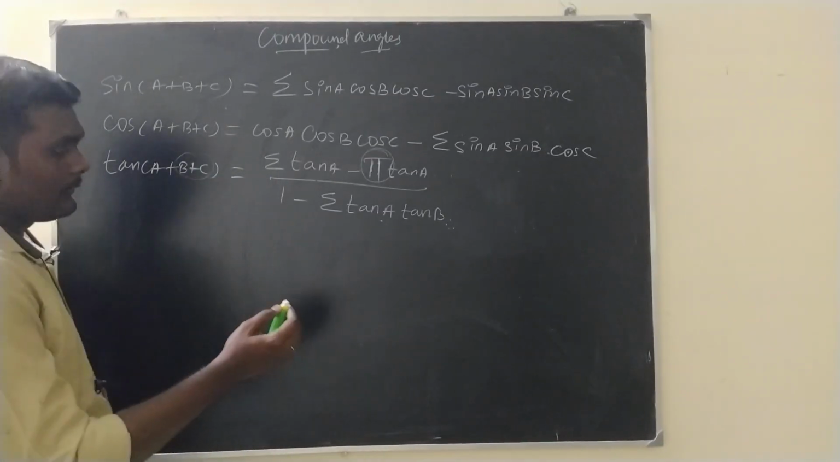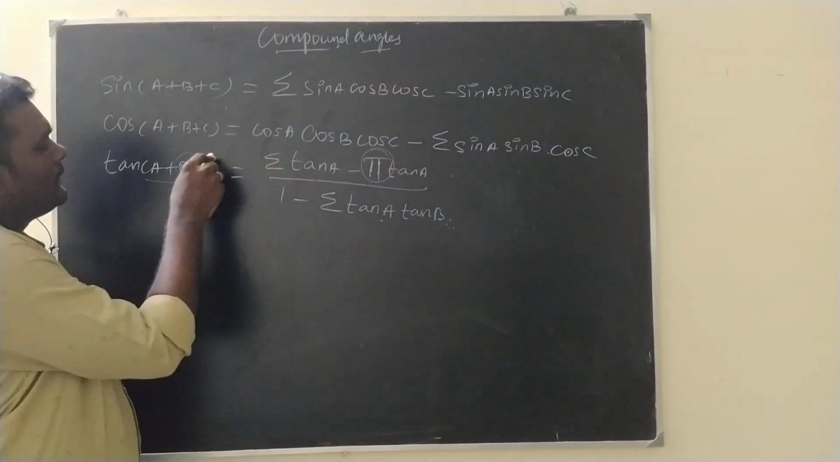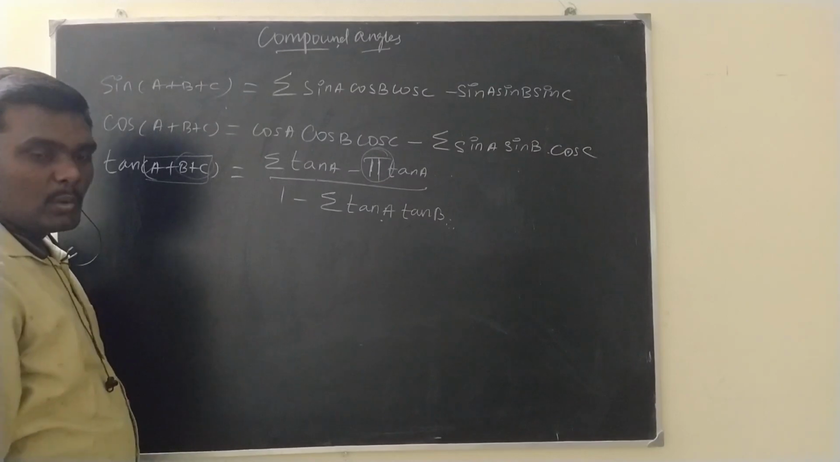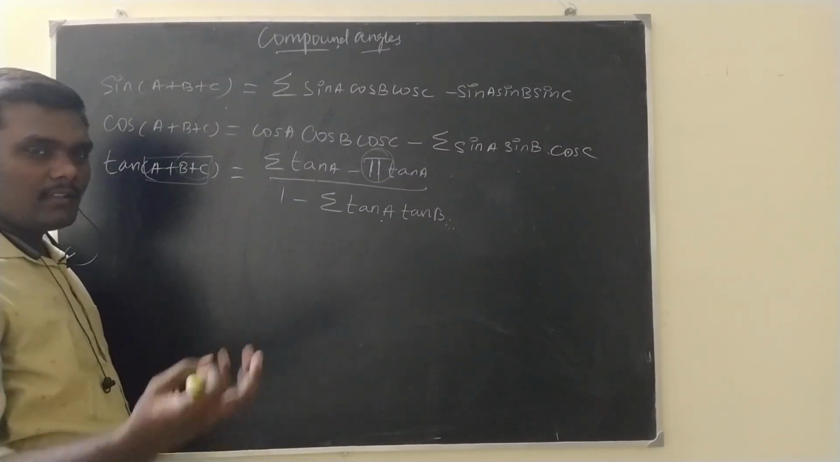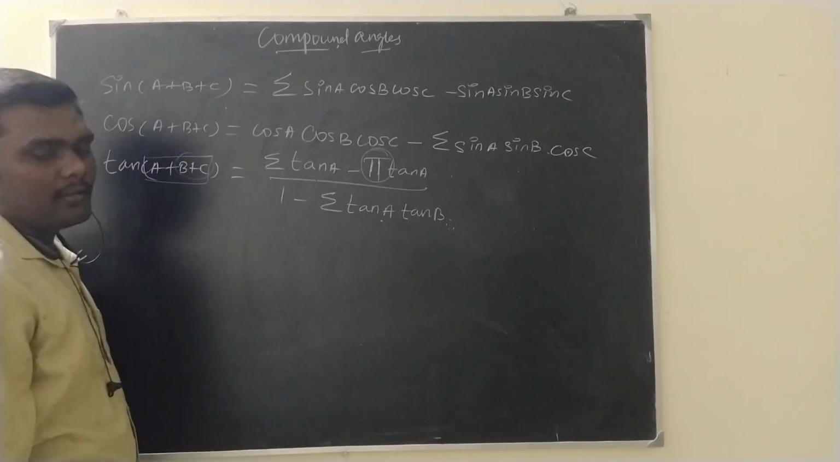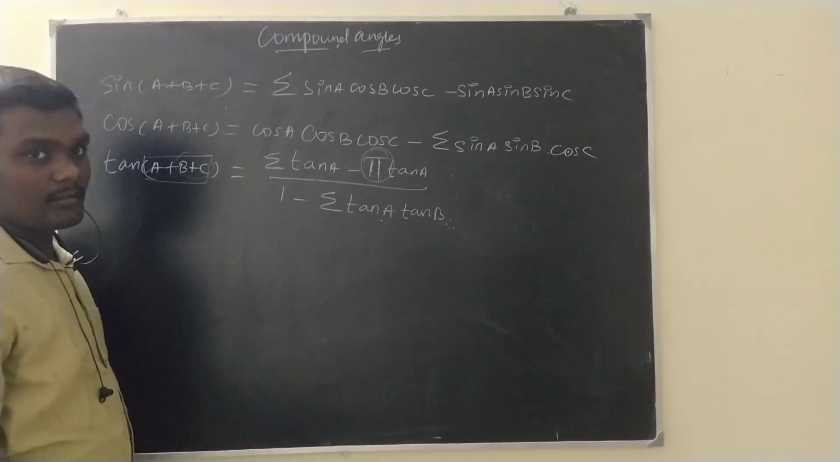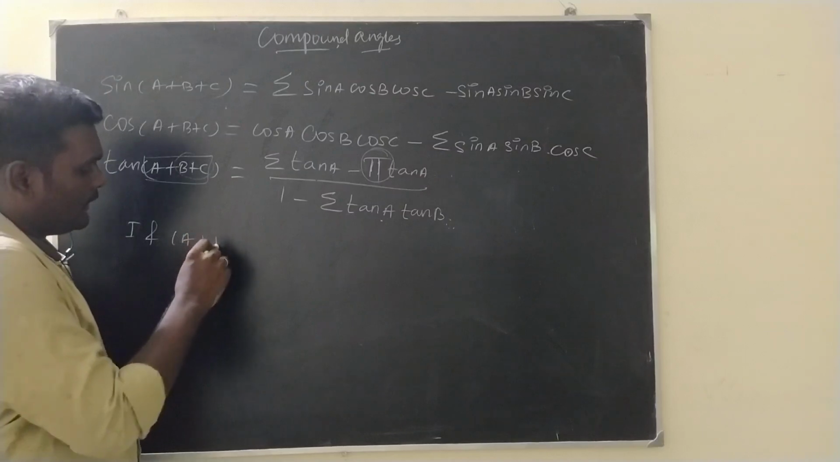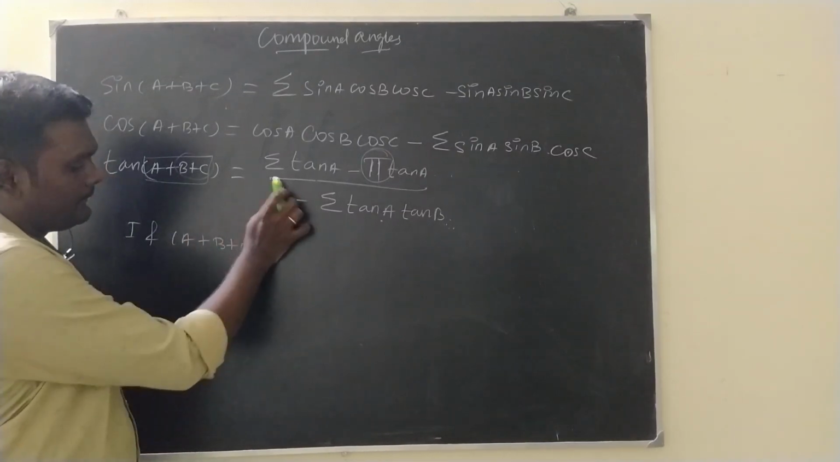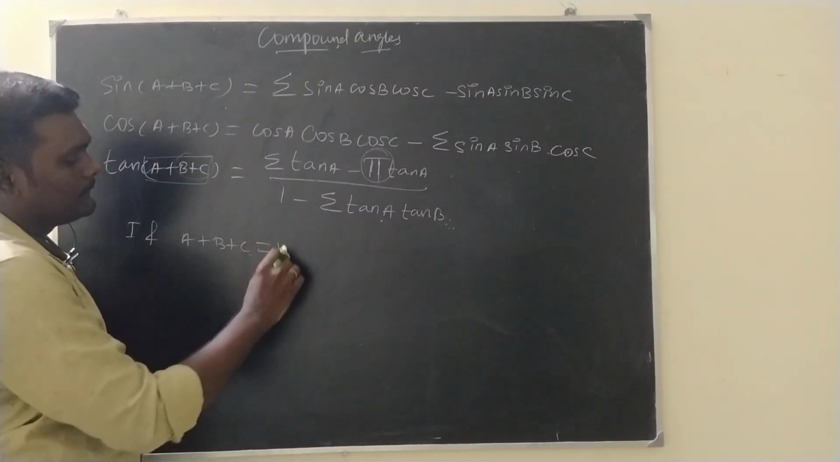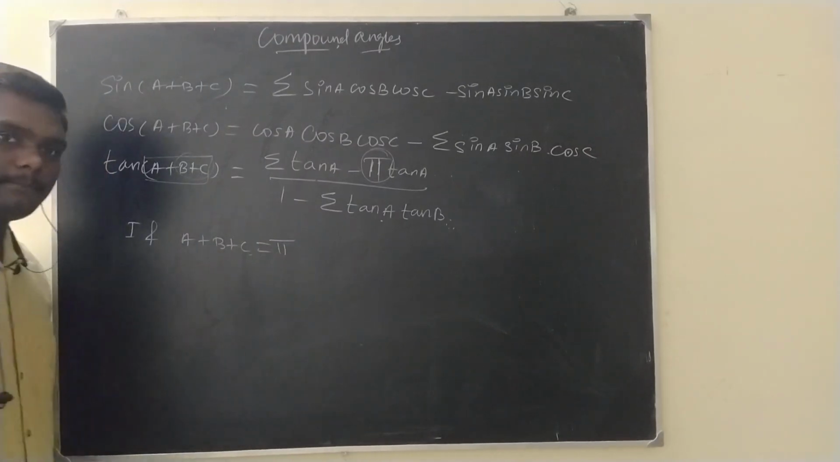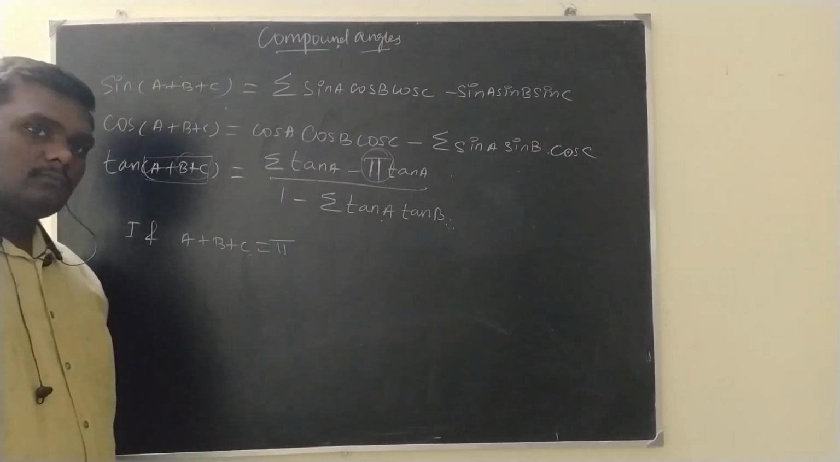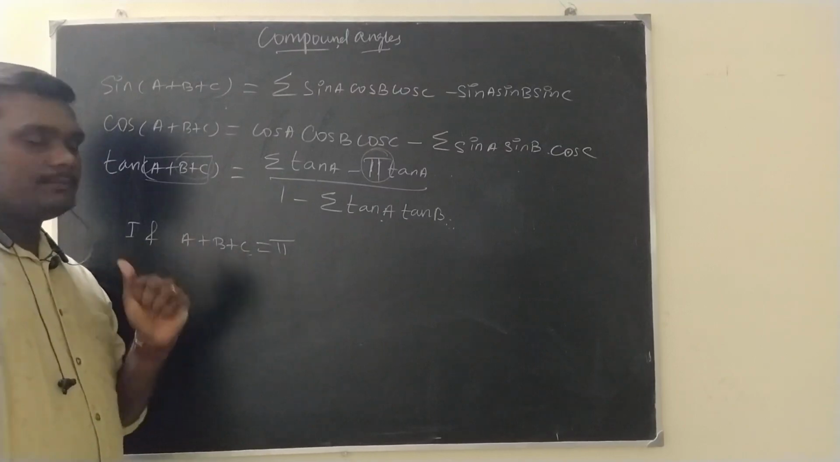You see, this A plus B plus C could be anything. What if A plus B plus C are the angles of a triangle? Then this A plus B plus C equals what? 180 degrees, pi. What is the tan 180 degree value?